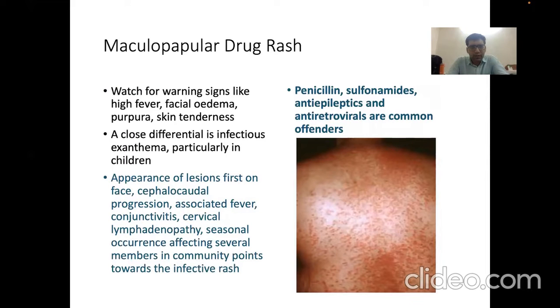Watch for the warning signs like high fever, facial edema, purpura. A close differential diagnosis is infectious exanthem. Appearance of lesions first on the face, then cephalocaudal progression, associated fever, conjunctivitis, cervical lymphadenopathy, points towards viral infective rash.